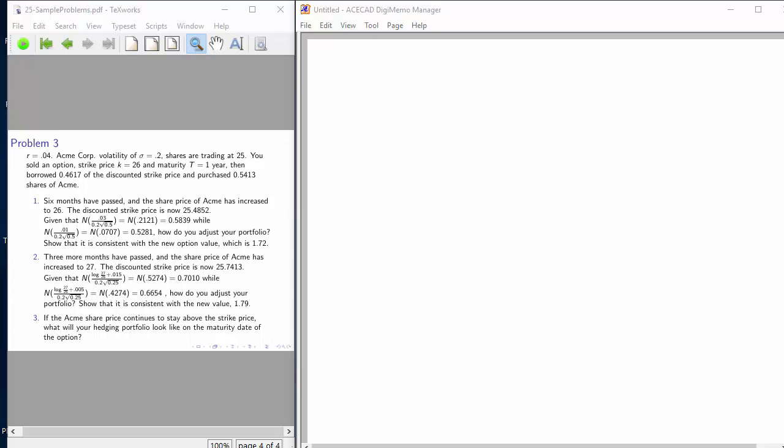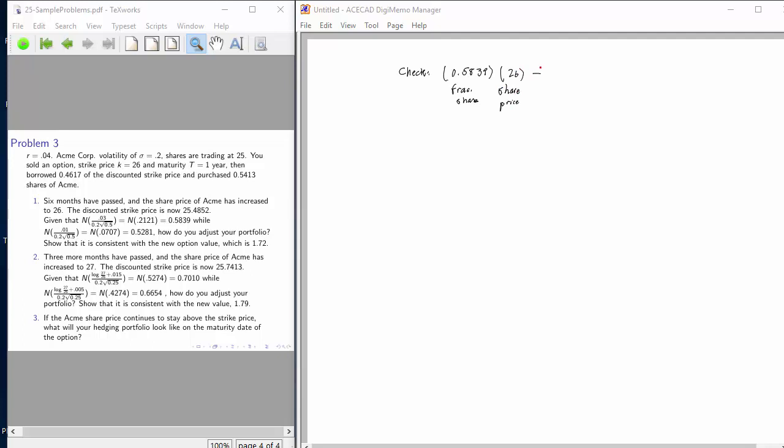So what do we do? We now need to own a larger fraction of a share. We need to own 0.5839 of a share, and in order to do this, we needed to increase our loan to about 53% of the strike price, and I can check that this is all consistent. I say, now I have a portfolio consisting of that fraction of a share of Acme times that share price.